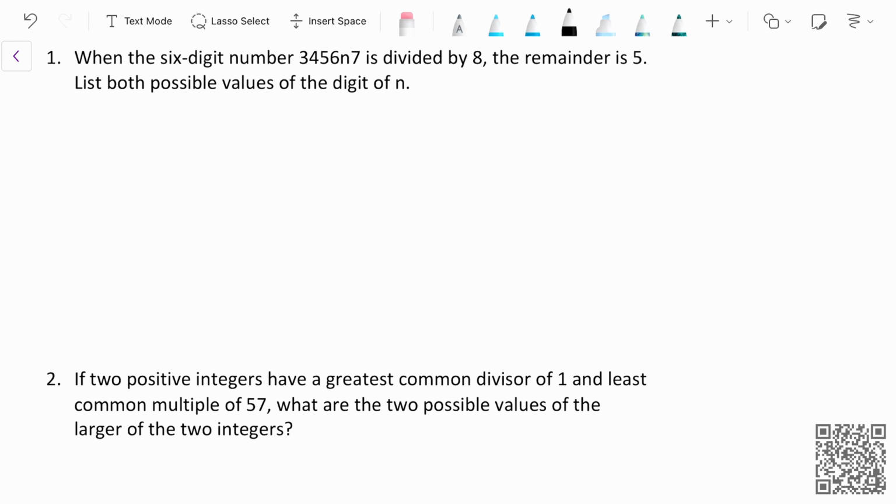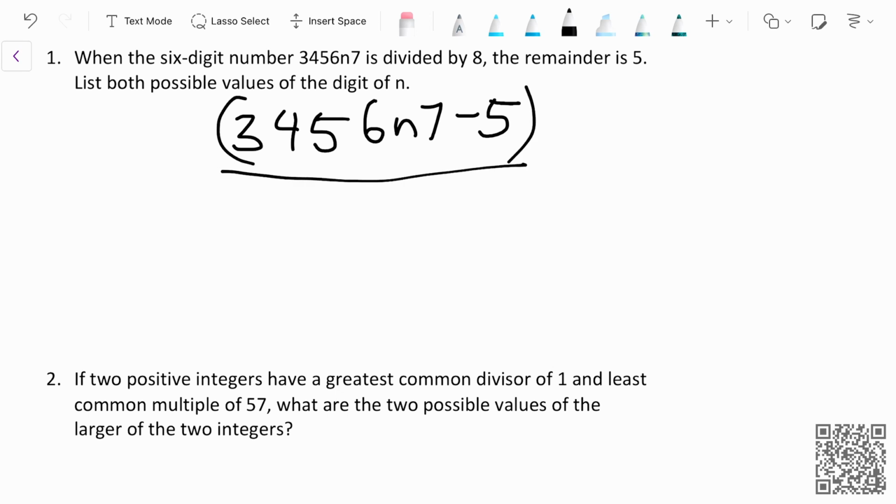Today's first question is, when the 6-digit number 3, 4, 5, 6, 7 is divided by 8, the remainder is 5. List both possible values of the digit n. So what this basically is, if you think about this enough and write out an equation, it would basically look like this is divisible by 8. So if we solve for that, that would be 3, 4, 5, 6, and 2.